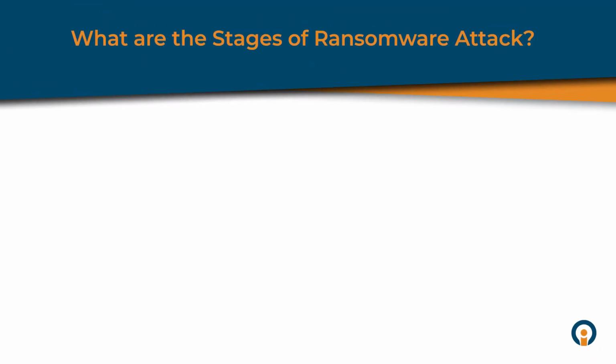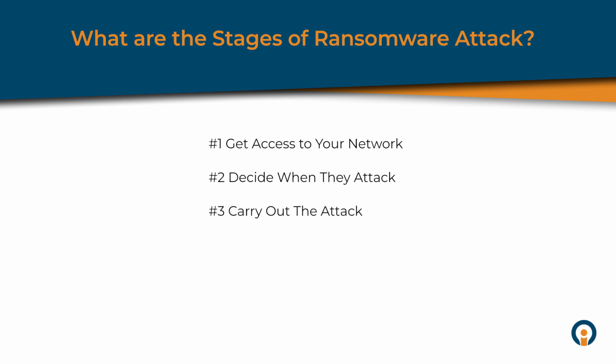So that's what a ransomware attack looks like. So the first step is to get access to your network. Then they decide when they're going to attack. They pick times where less people are looking. Then they carry out their attack. They're going to delete your backups. They're going to encrypt all of your important business data. And then lastly, they're going to notify you. They're going to drop notes to say, here's a way to contact us, to start talking about negotiations.